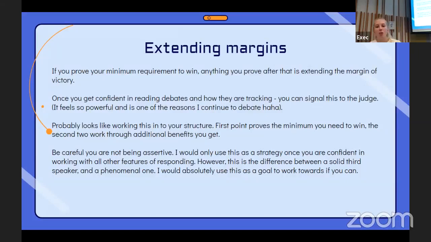I think this is quite an advanced strategy. So I would do a lot of work to practice reading debates and tracking debates before you start to do these kinds of strategies, because if they're not done right, you can just come across as being very assertive. However, I wouldn't be afraid to try it, because this is the difference between a solid third speaker and a phenomenal one that goes on to do really amazing things in debating. So I would use this as a goal to work towards. Try and refine your debate tracking skills.